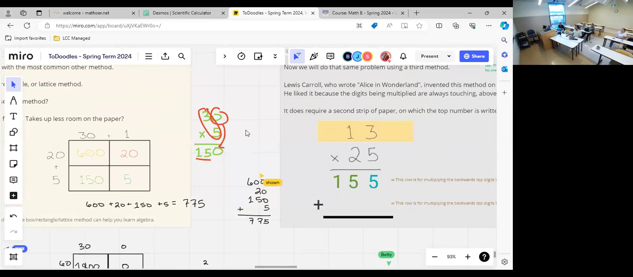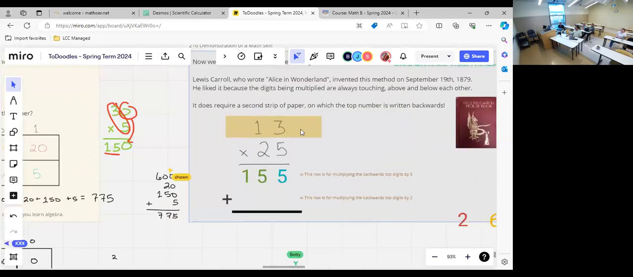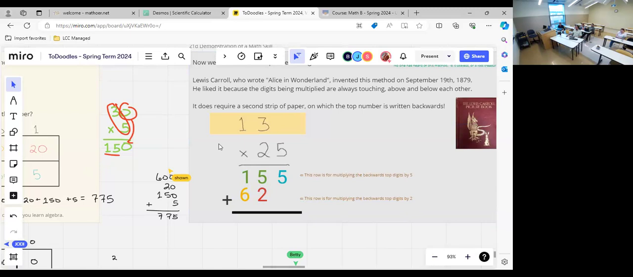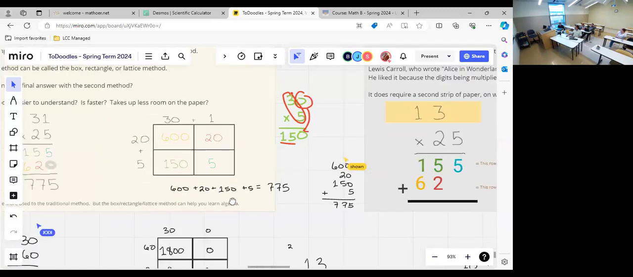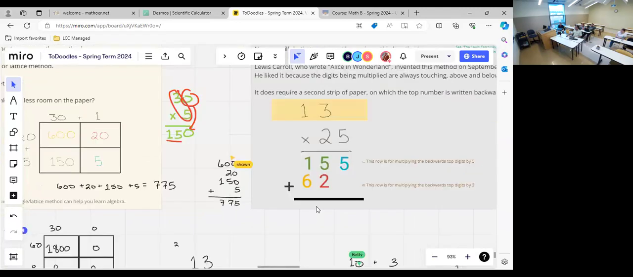So now we'll take the paper again and we'll look at the 2 and 25. So 2 times 1 is 2. And because we're on the 2's column, we're going to put it under the 2 instead of under the 5. And then 3 times 2 is 6. And that's the same 2 and 6 that we saw as 20 and 600 over here. And then you add it up and you get 775 again.